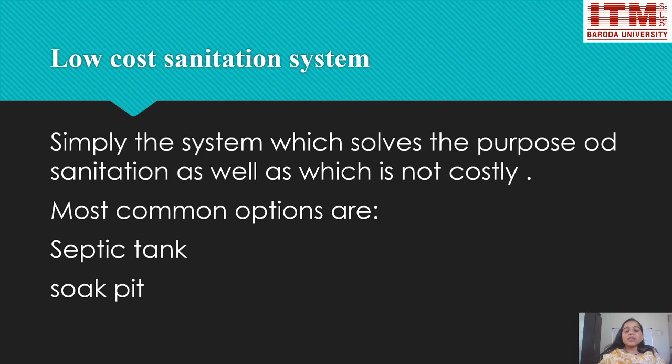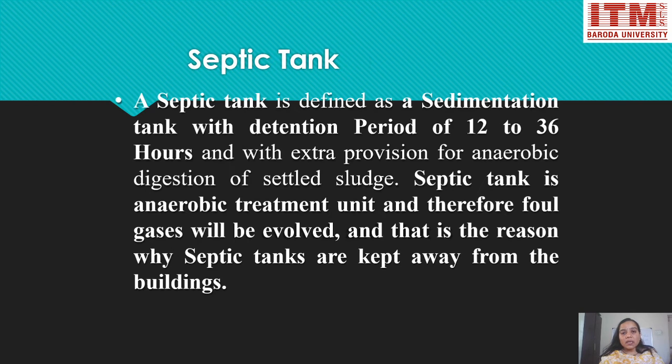Now sometimes it will happen that you may not have that space, or you may not have that budget, or you may not have that population to install the complete domestic wastewater treatment plant. So instead of that, we can go for a low cost sanitation system, simply saying that this is the system which solves the purpose at low cost. And the most common options are septic tank and soak pit.